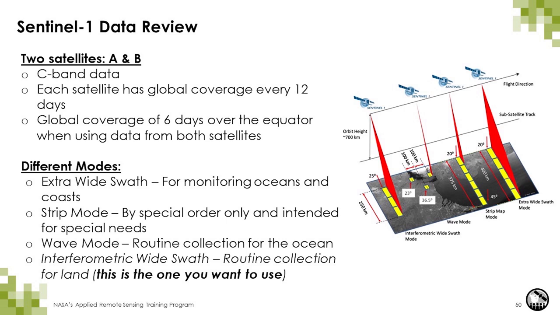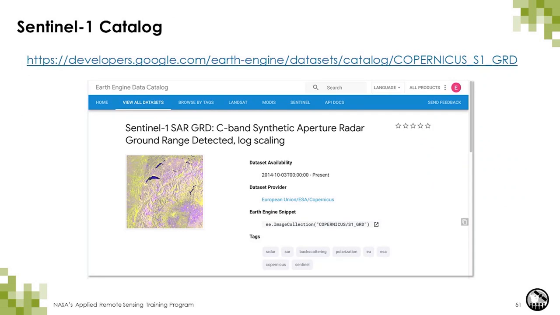In terms of modes, it operates in different modes, but the one that you want to work with is the interferometric wide swath data. That's the routine collection over land. If you go to the following link, you can access a page that has a description of the Sentinel-1 catalog. It explains the different modes of images that are housed on Google Earth Engine as described in the previous slide. All of the images are in GRD, meaning they're in the ground range projection, and depending on the mode, they might come in different polarizations as well as resolutions. The processing applied to the images used the Sentinel toolbox: thermal noise removal, radiometric calibration, as well as terrain correction.